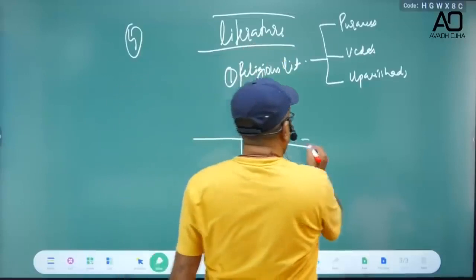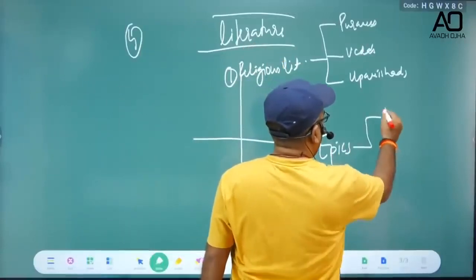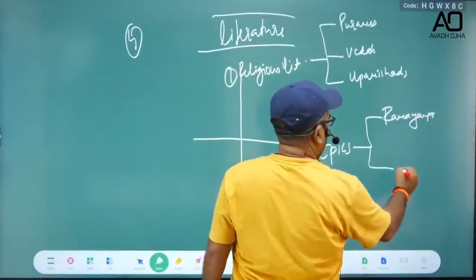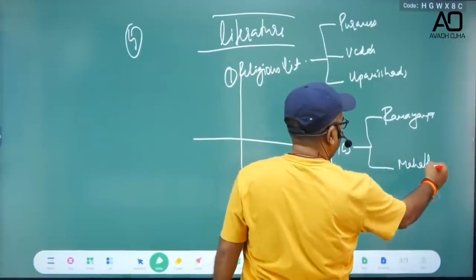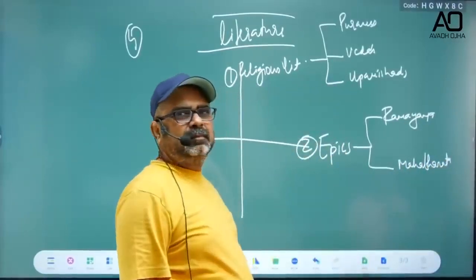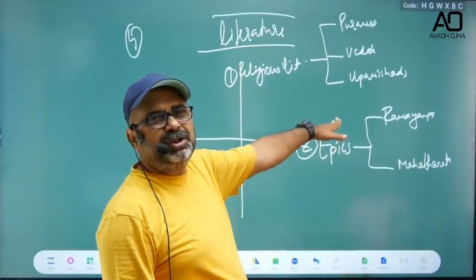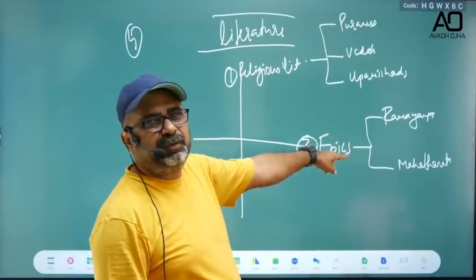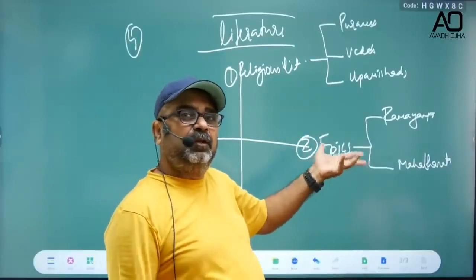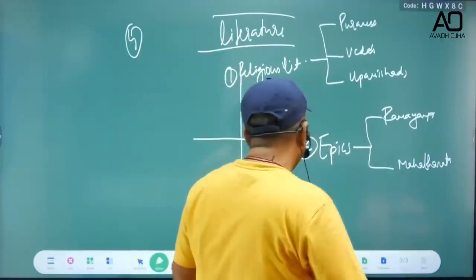Then you have epics. Some historians have tried to fix the epic period, Ramayana and Mahabharata. Although one is the social constitution of India, the other is the political constitution of India. They tell you about the social structure, the political structure, and the economic structure.